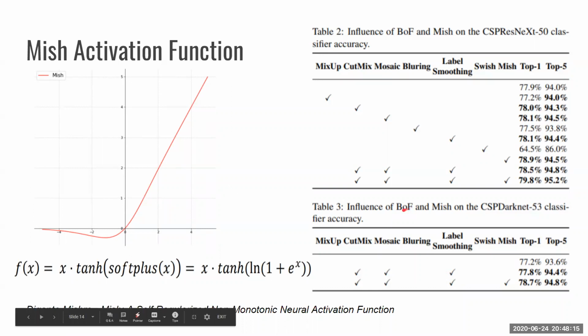And so they are studying the influence of the bag of freebies and the Mish activation function on two separate models. Here they are using darknet 53, and here they are using resnext 50.